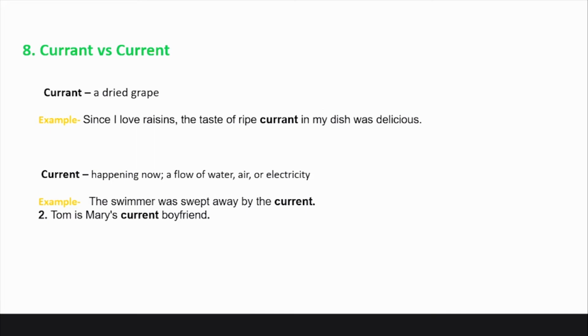Let's look at the eighth pair, currant and current. Currant, meaning a dried grape. Let's look at the example. Since I love raisins, the taste of ripe currant in my dish was delicious. Current, meaning happening now or a flow of water, air or electricity. Example. The swimmer was swept away by the current. Tom is Mary's current boyfriend.